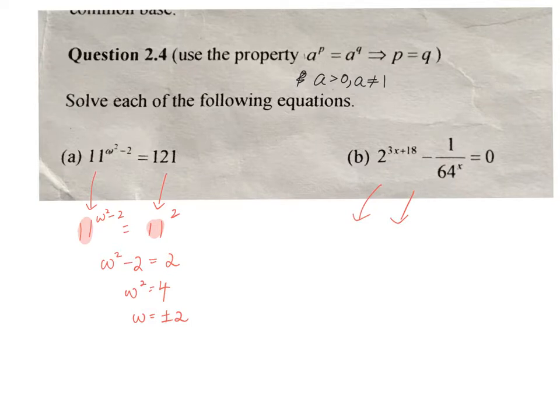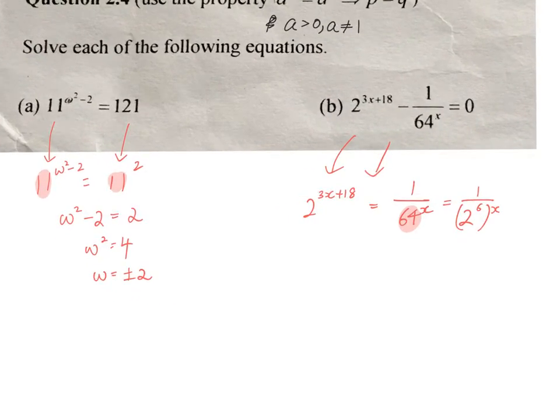2 to the power of 3x plus 18. Again, we try to equate it to the right hand side, 64 to the power of x. If you look at 64 again, you can see that it is nothing but the same as 2 to the power of 6, bracket x. So again, we recognize and use the law that a to the power of m, bracket n, is the same as a to the power of m times n.